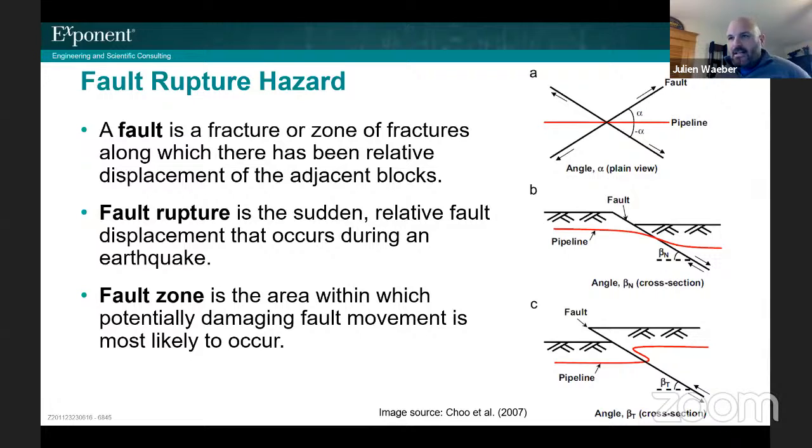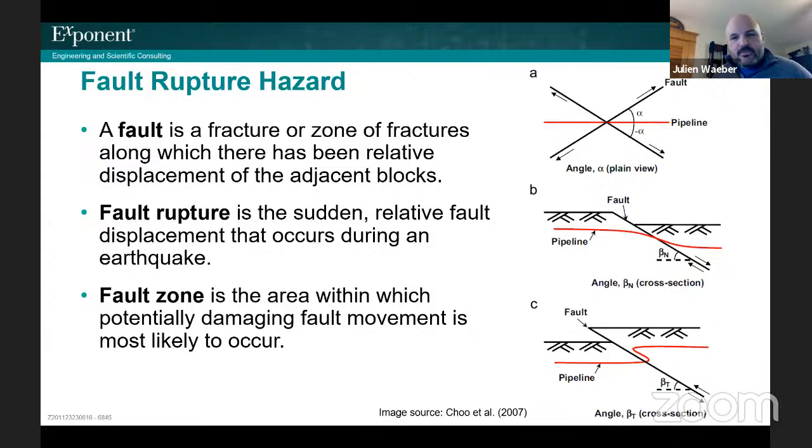So, fault rupture hazards specifically. I hope you're all familiar with this, but I think it's important to acknowledge that each of these terms in engineering geology is quite basic. I mean, we understand them conceptually, but it's about how they're understood by the regulatory agencies and how they're understood by your clients or the system owners. And so these different terms might take on some slightly different definitions.